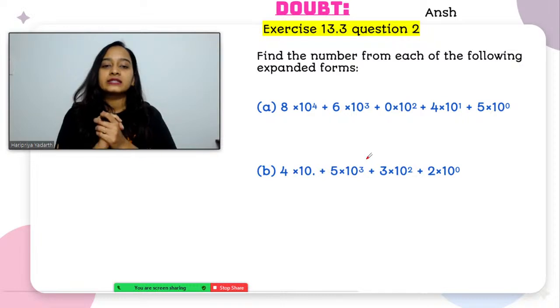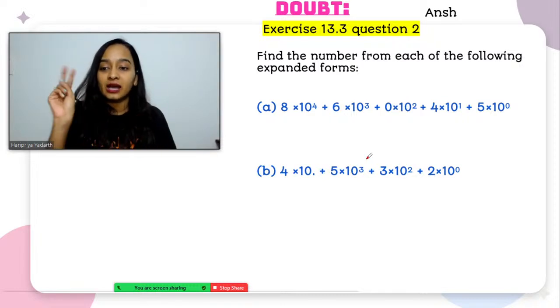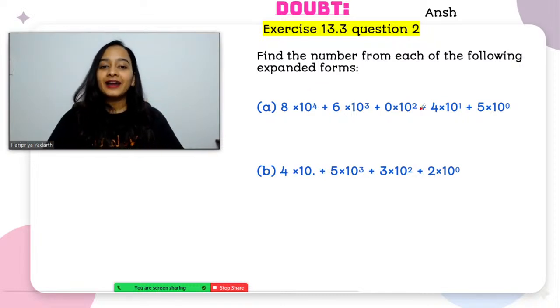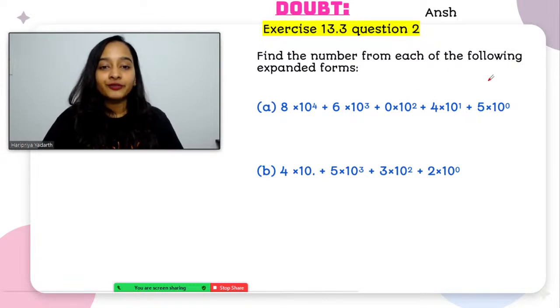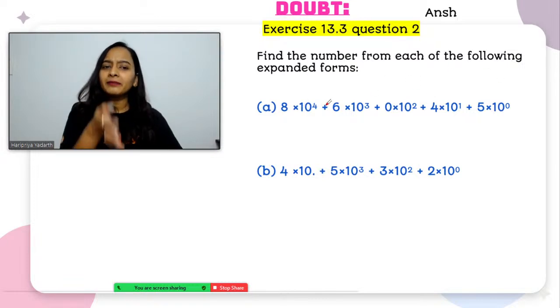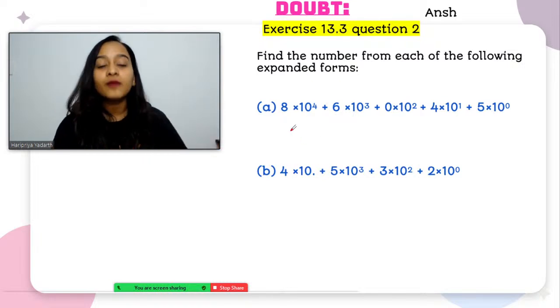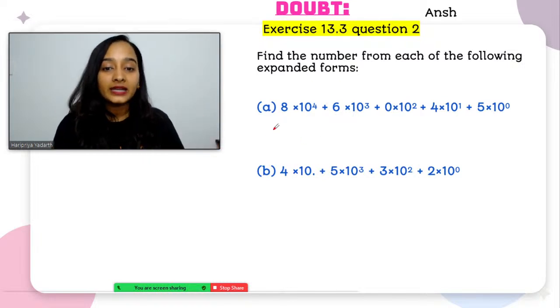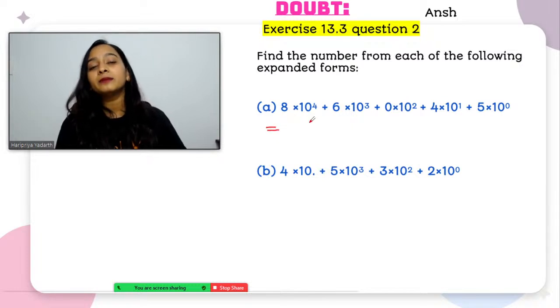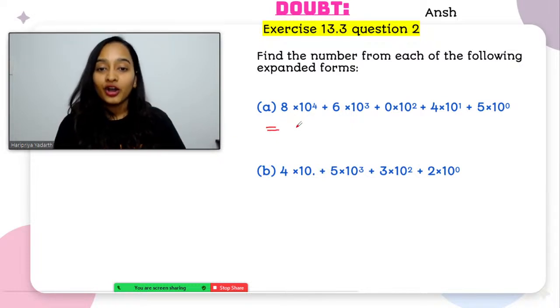Anyways, let us get started with the second question, which is 13.3 question number 2. Now, find the number from each of the following expanded forms. Basically, it's given in an expanded form. You will have to find what number it is. So, 8 multiplied with 10 to the power 4. Now, guys, what is 10 to the power 4? 1, 2, 3, 4. Hai?